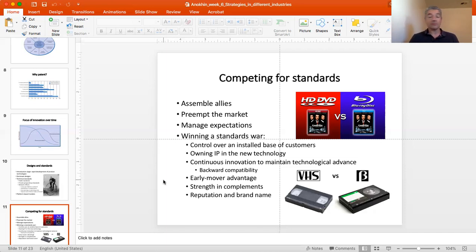So Betamax, because they did not work with other partners, failed to see the need to make the tape longer than 1 hour. And that was one of the main reasons why an alternative standard was chosen by major industry players. So you need allies. You want to preempt the market. You want to come in early. You want to reach out as far as you can.